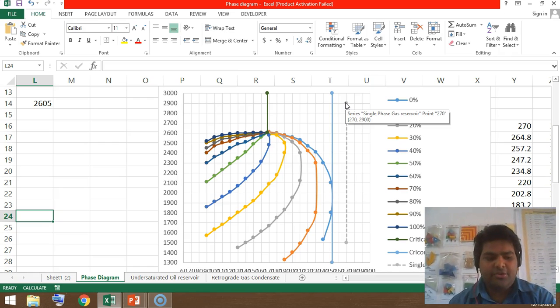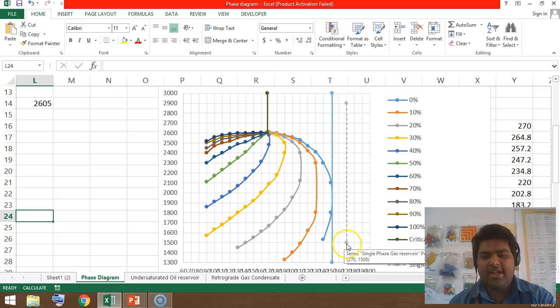As we produce from a single phase gas reservoir, we are withdrawing gas. So the pressure of fluid in the reservoir is dropping continuously. The temperature is constant, but the pressure is dropping. It will drop and drop, and assume this to be the abandonment pressure, 1500 psi. Normally it's much lower than 1500 psi for practical purposes, but in this particular phase diagram we don't have pressures below 1300 psi. So let's assume 1500 psi to be the abandonment pressure.